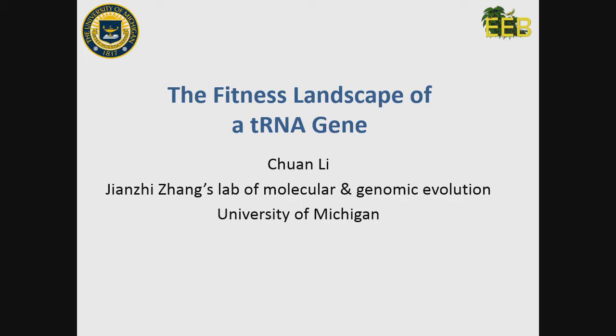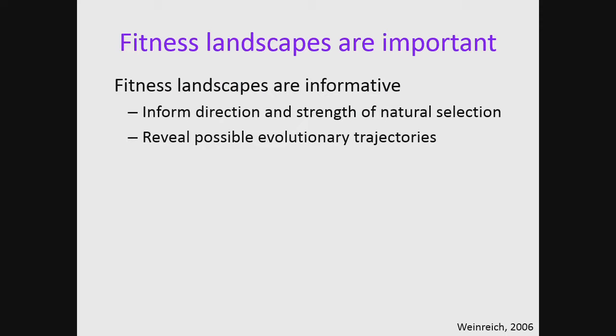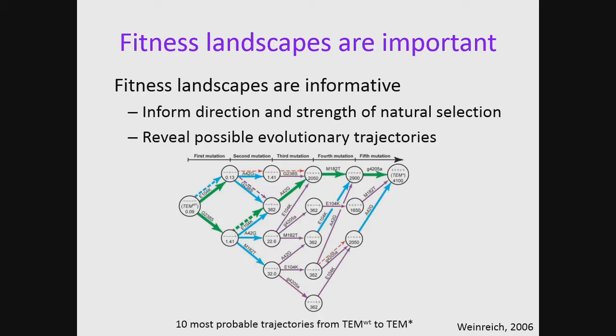Good afternoon, everyone. I'm Chuan Li from George Zhang's lab of molecular and genomic evolution from the University of Michigan. Today, I'm going to introduce the fitness landscape of a tRNA gene. Fitness landscapes are important because they can inform us on the strength and direction of selection, and also they can reveal possible evolutionary trajectories.